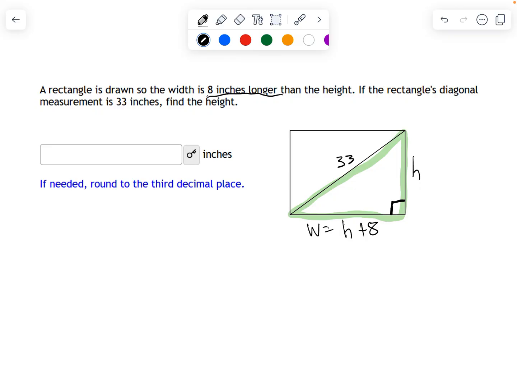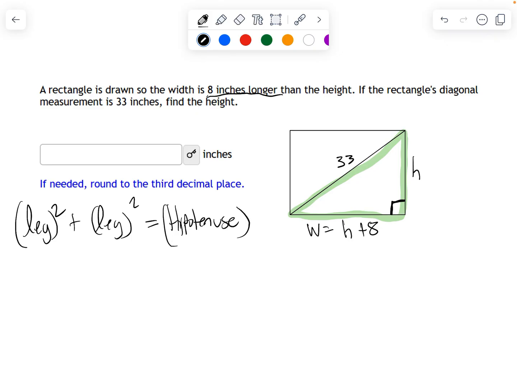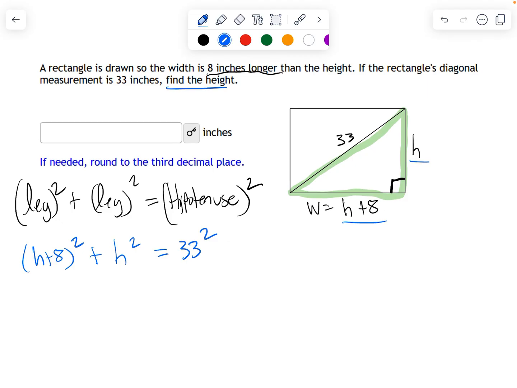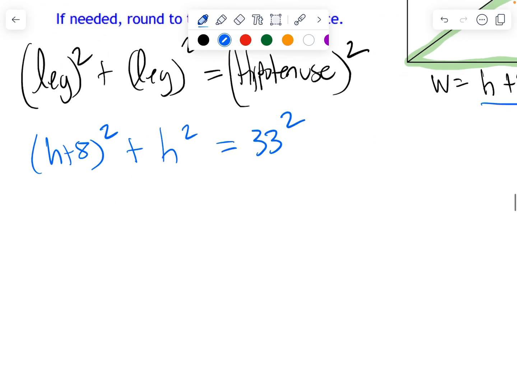This is Pythagorean theorem, right? Now, a reminder on what Pythagorean theorem is. It is leg squared plus the other leg squared equals the hypotenuse squared. Now, the order of your legs doesn't matter, so I'm just going to go, my first leg is h plus 8 squared, plus my other leg, which is just h squared, equals my hypotenuse, which is 33 squared. And then we just need to solve for our height. That's literally what it's asking, is the height. So once we solve for h equals, we are done.